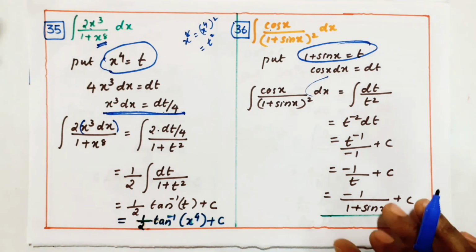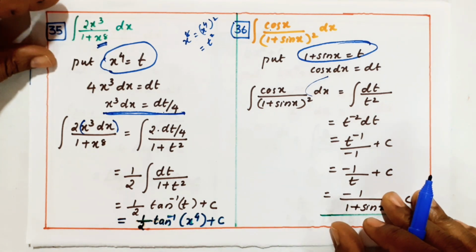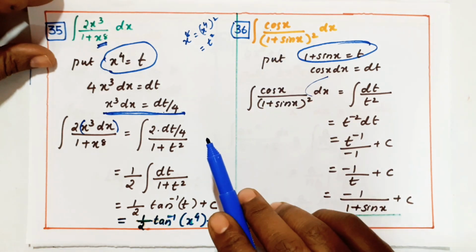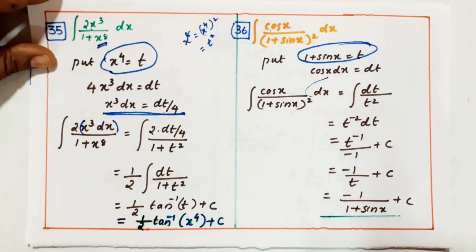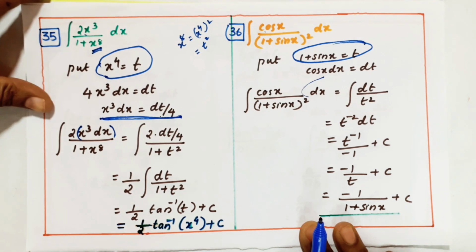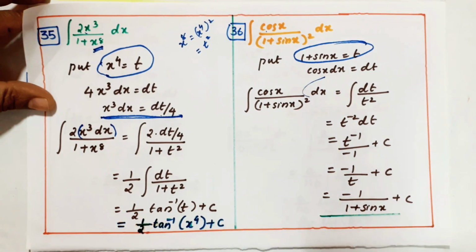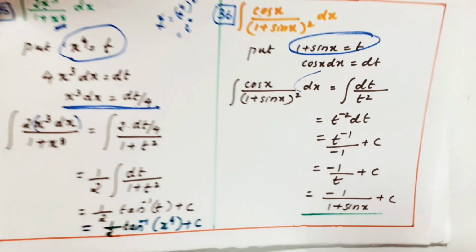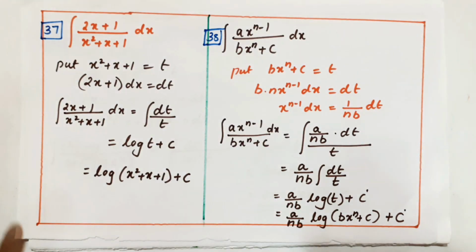So after seeing the question, you should get an idea what we should substitute. Here we are substituting 1 plus sin x as t, differentiating, and then substituting back. Clear? Sometimes after substitution we get the form of standard integrals, or you may get it in this form. So you should be thorough with all the formulas.